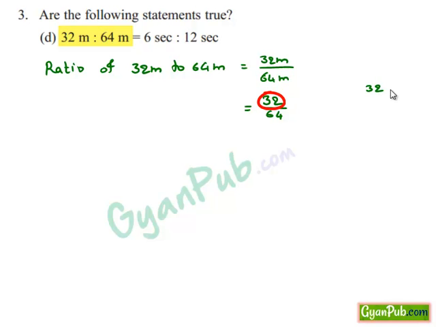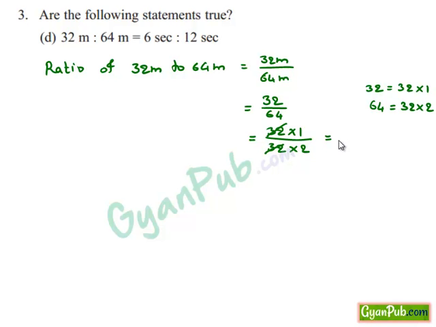Here 32 can be written as 32 multiplied by 1 and 64 can be written as 32 multiplied by 2. So by rewriting the given fraction, we will get 32 multiplied by 1 upon 32 multiplied by 2. Now 32 in the numerator and 32 in the denominator gets cancelled, which gives the ratio of 32 meter to 64 meter as 1 upon 2.